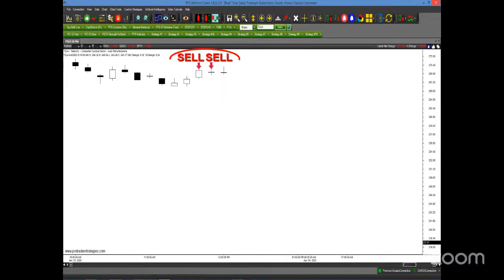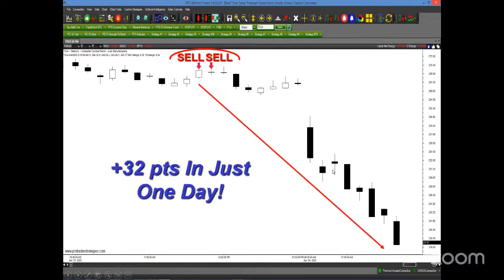And on this 10-minute chart, obviously Tesla was going lower. We had a little bounce here of 2 or 3 bars. 2 sell signals were generated, and we've all seen what happened with Tesla. You think you would have liked to make 32 points in just 1 day by selling those 2 little 10-minute bars? You could have done that using strategy number 7.